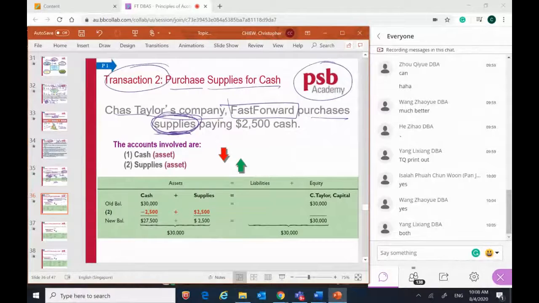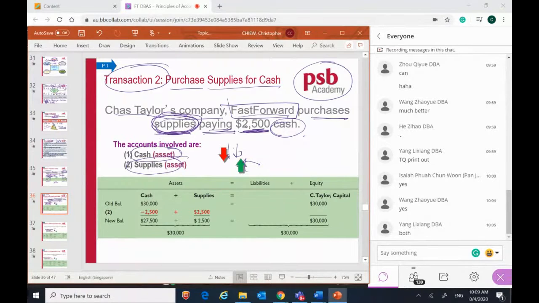Now, so what happened now is this. The company purchased supplies and they pay $2,500 in cash. So now what are the double effects? Number one, the cash will go down, because when you pay, the cash will drop. The supply will go up.